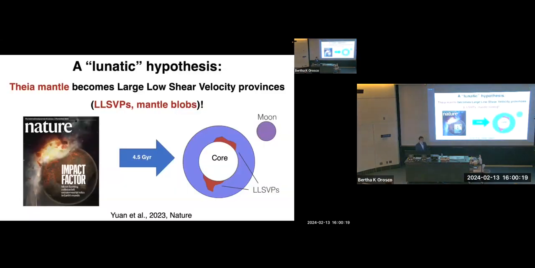That paper was published just in November, the beginning of November. Those are the two blobs sitting at the Earth's core-mantle boundaries. We propose these regions, which have been seismically revealed as large low shear velocity provinces, and I will simply call them mantle blobs. I argue in that paper that these two blobs may represent part of the missing moon impactor's mantle after 4.5 billion years.